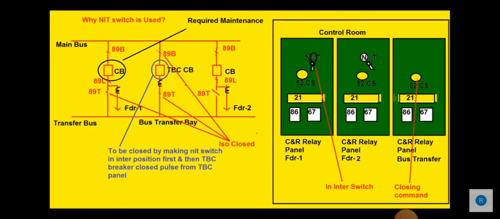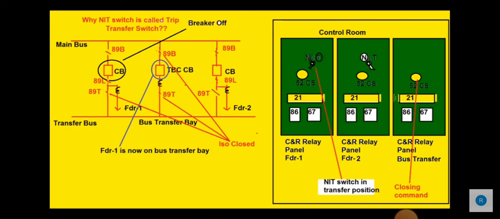After closing the bus transfer breaker, feeder 1 is getting power from the bus transfer bay as well as from the main bus. Then we can take the shutdown of the circuit breaker of its own bay. After that, the breaker of its own bay can be switched off, and isolators 89B and 89L can be opened for maintenance of the circuit breaker. And after that, the NIT switch is transferred to the transfer position so that the protection trip of the control and relay panel of feeder 1 can be transferred to the circuit breaker of the bus transfer bay.